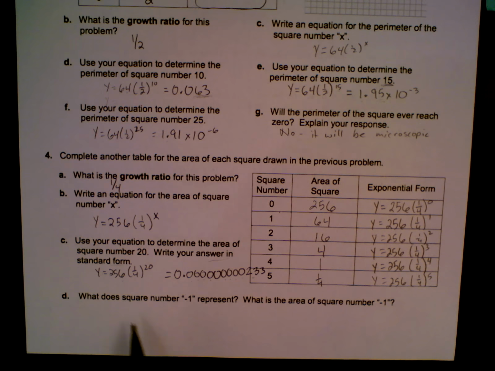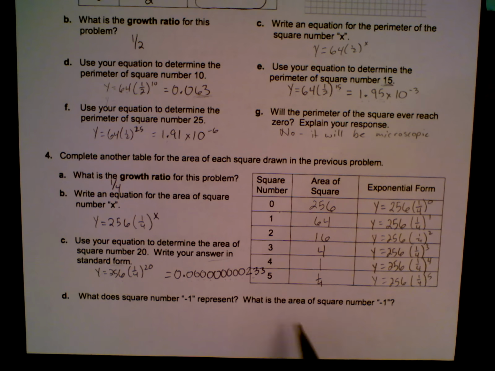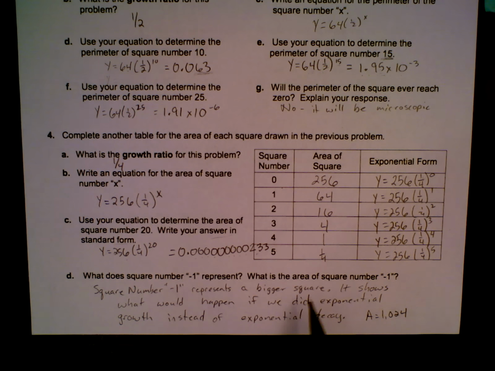And question D, what does the square number -1 represent? And what is the area of square number -1? All right, so what I wrote here is that the square number -1 represents a bigger square. So therefore it shows what would happen if we did exponential growth instead of exponential decay. So instead of the area getting smaller by 1/4, we would then be getting a bigger area.